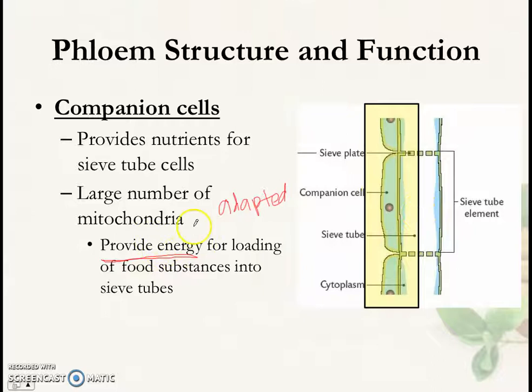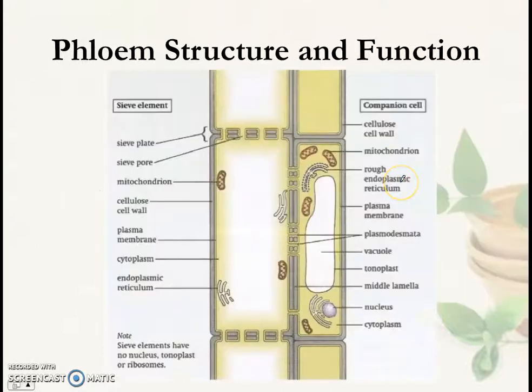Not only that, the energy is used for loading food substances into the sieve tubes. So the sieve tubes transport food substances, and the first step in that is that we need to load the food into the sieve tubes. And this usually involves active transport, which requires energy. So the companion cells provide energy for the loading of food substances and provide energy to keep the sieve tube cells alive.